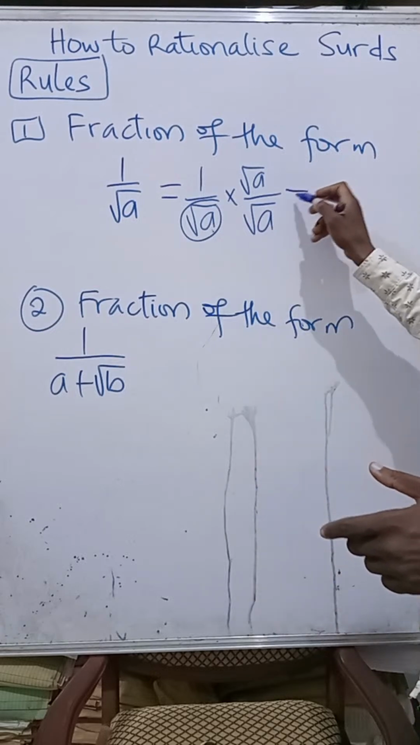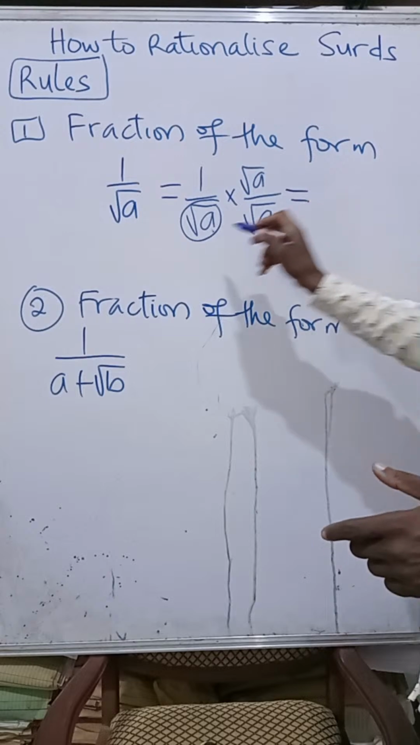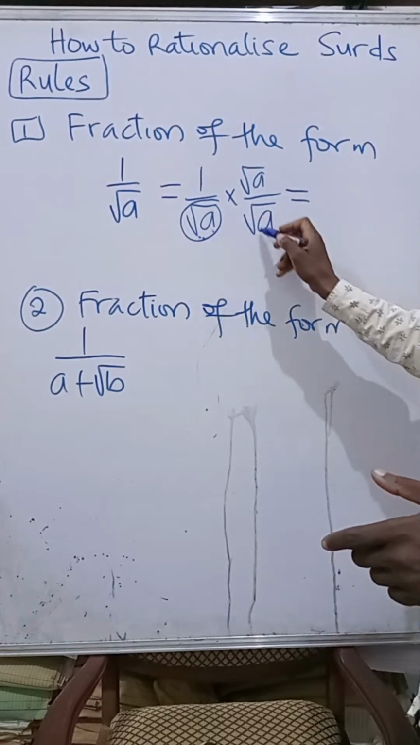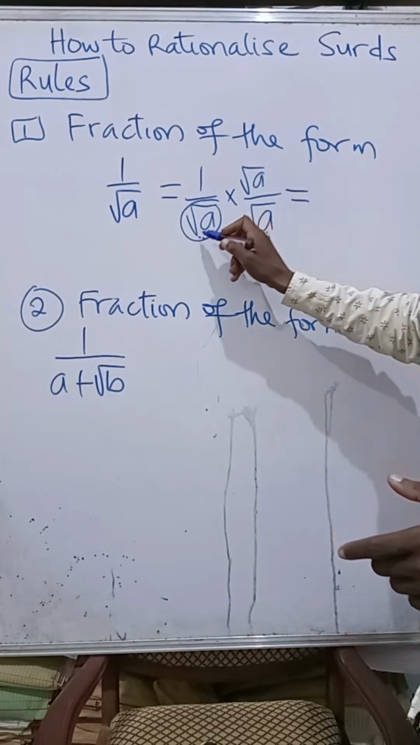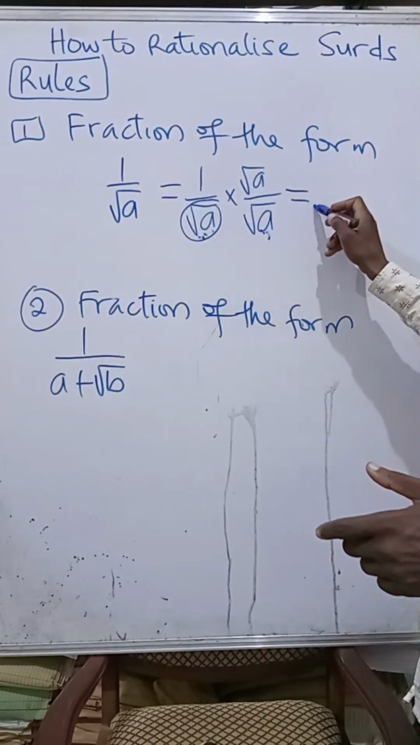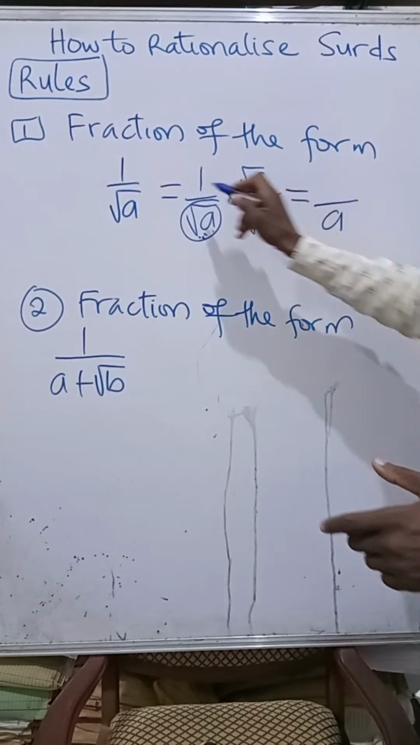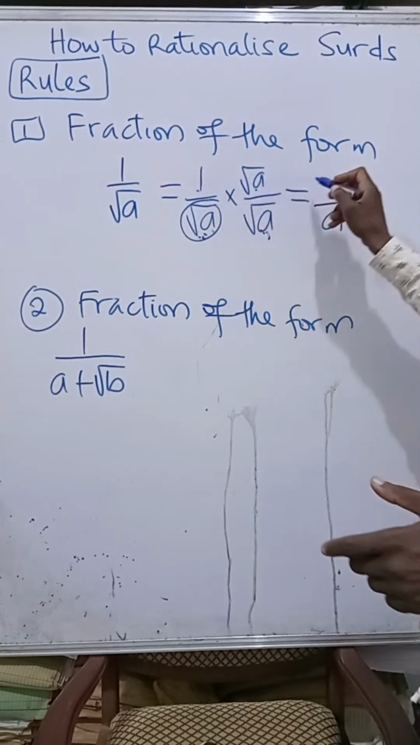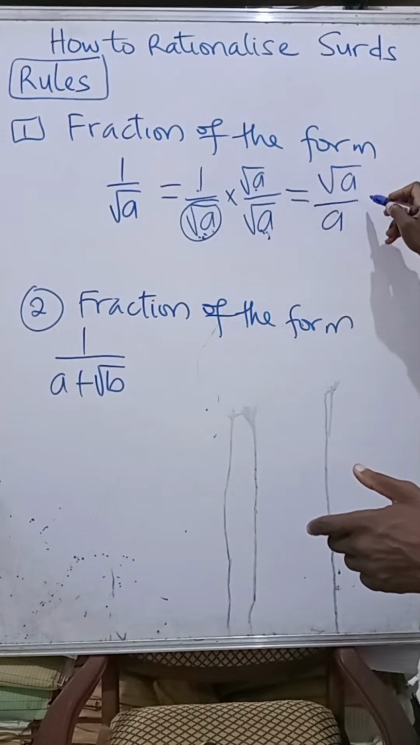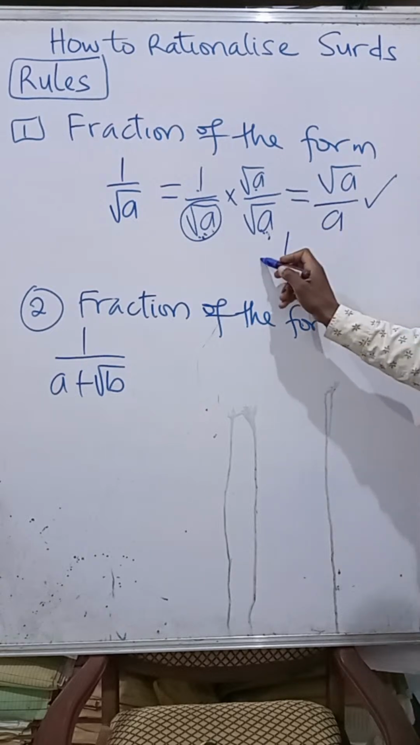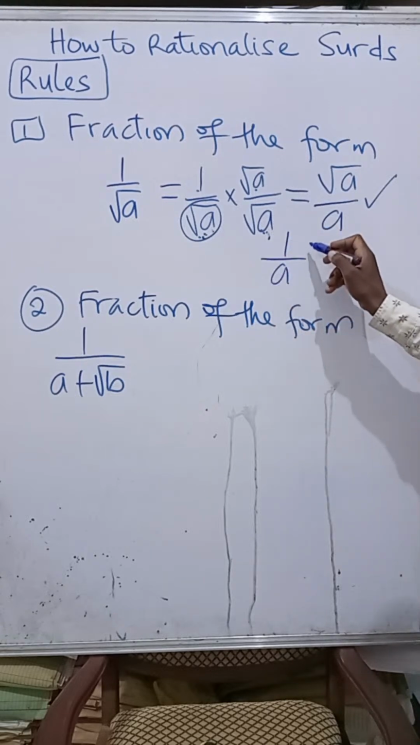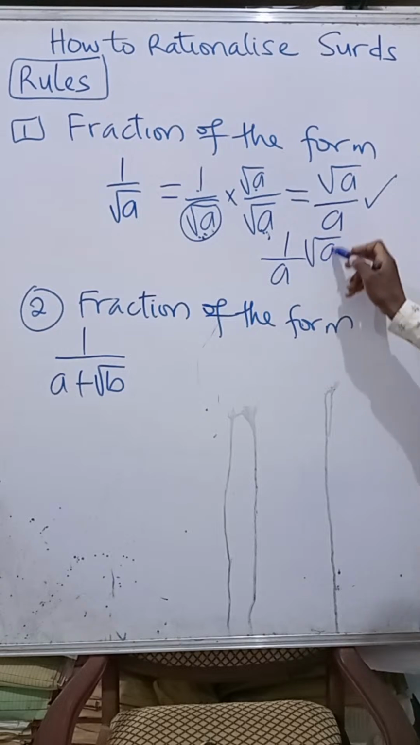By so doing, the irrational in the denominator will cancel. Root a times root a will give you a. And then 1 times root a, we have root a. And that's the answer. You can as well express it as 1 over a root a. It's the same thing. So that's that on this particular one.